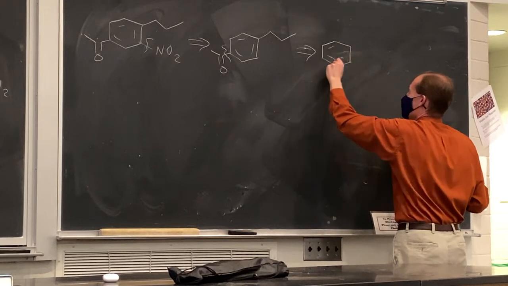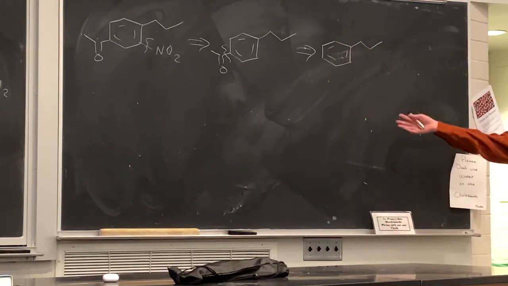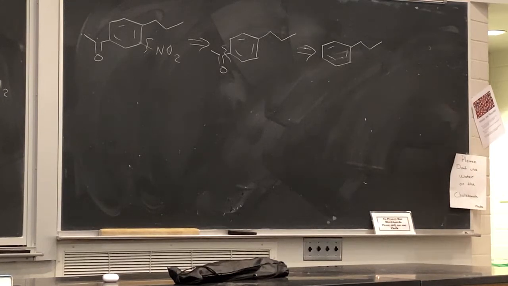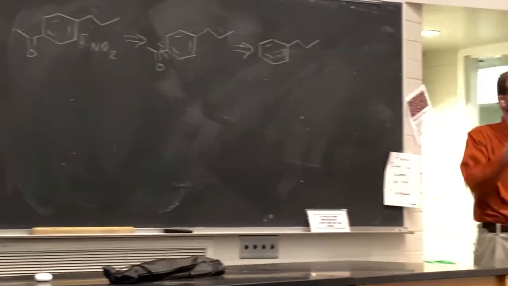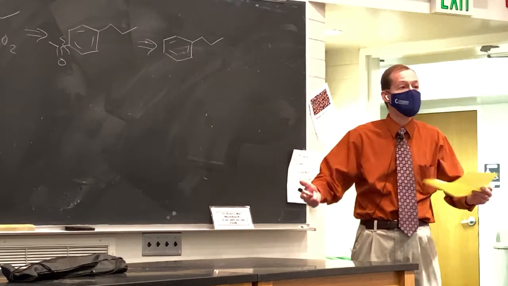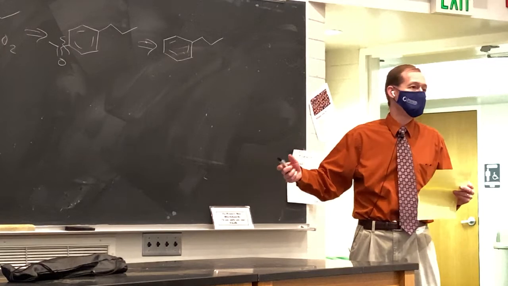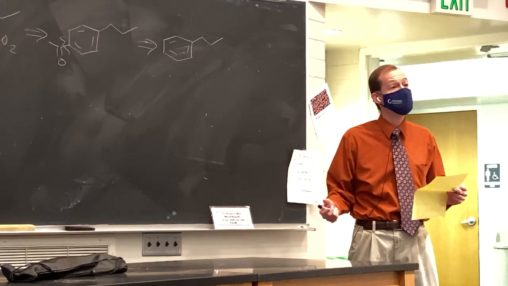So you see how important it is to understand those directing effects when we're designing a synthesis of a substituted benzene. All right, propylbenzene, can we make that directly from benzene itself? The answer is no. Why not? It would rearrange. If you try to attach a primary alkyl group longer than ethyl by Friedel-Crafts alkylation, you get a rearrangement.